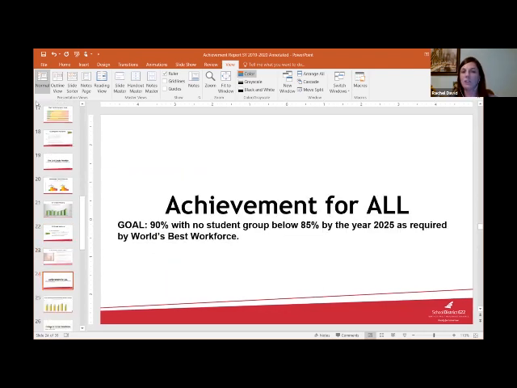Our third accountability measure is an achievement for all. So this really ensures that we are closing that achievement gap. The goal is set by World's Best Workforce in the Minnesota Department of Education, and that is to make sure that 90% are attaining proficiency with no student group below 85%, and that is set by 2025.